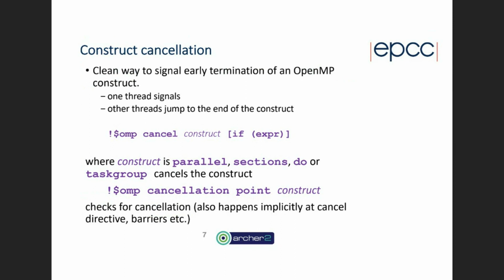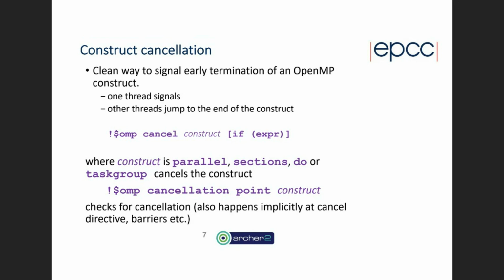Okay, the next one is construct cancellation. So this is designed to provide you with a clean way to signal early termination of an OpenMP construct. So the idea here is that you've got multiple threads doing some calculation inside a parallel region, for example, and you want one thread to signal to all the others that actually, okay, we're done now. So stop whatever you're doing and jump to the end of the parallel region.